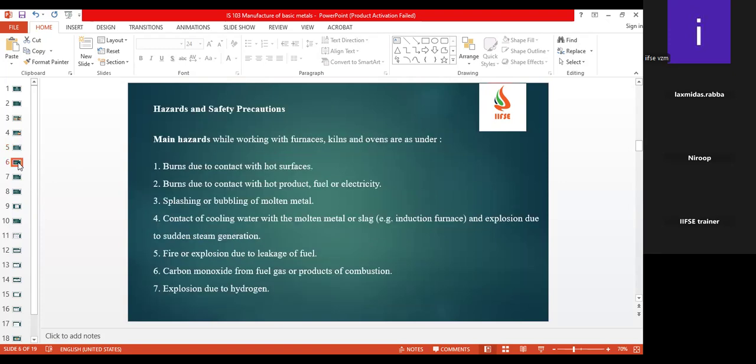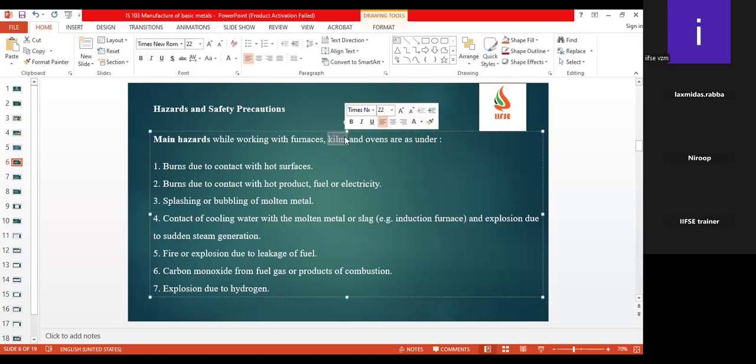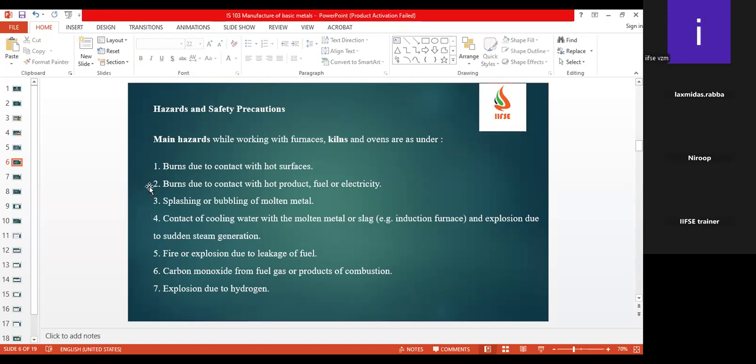Now we'll see what the hazards associated with these processes are, furnaces, also called shaft furnaces. Both are the same. The main hazards associated with this process are burns due to contact with hot surfaces, meaning the surfaces of the equipment as well as contact with the metal or the product they are manufacturing.